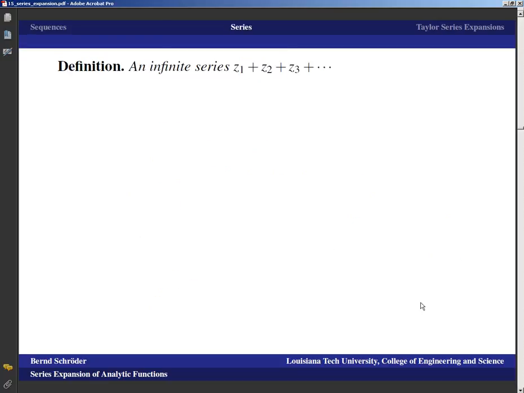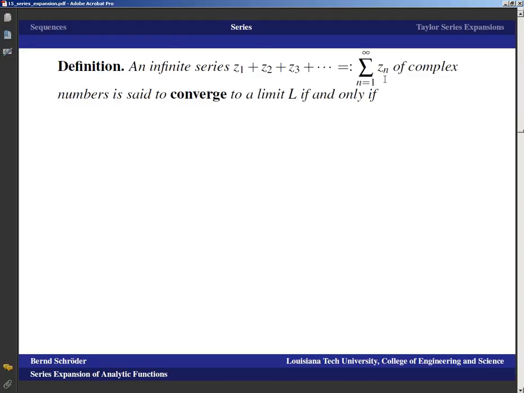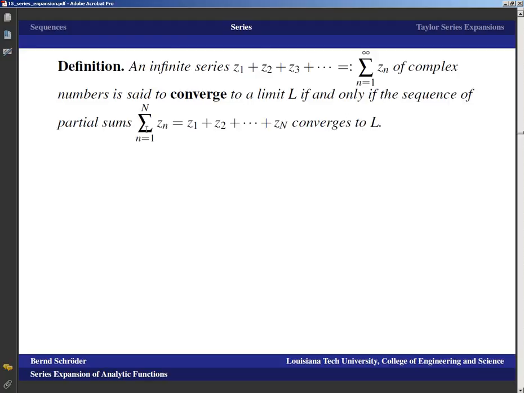Now let's talk about series. An infinite series, z1 plus z2 plus z3 and so on, is basically just adding numbers indefinitely. The sum from n equals 1 to infinity of z_n of complex numbers is said to converge to a limit L if and only if the sequence of the partial sums, which is just the sum from n equals 1 to capital N of z_n, so z1 plus z2 plus all the way to z capital N, converges to L.